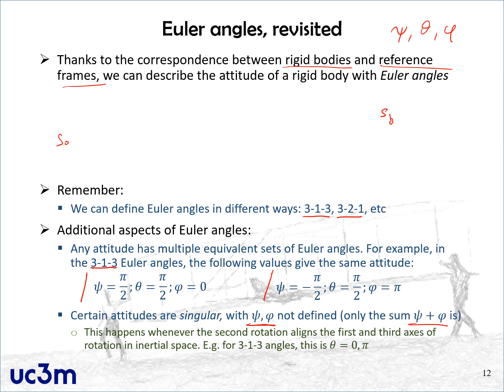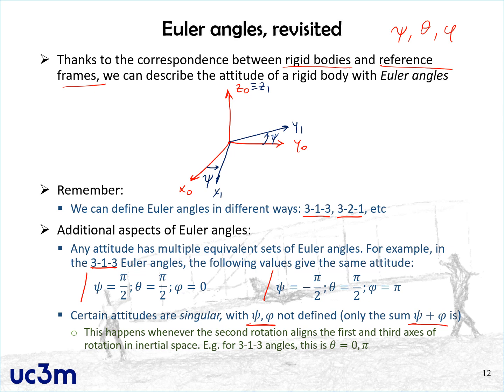So in particular, just to show you what I mean with this statement, the fact that the second rotation leaves the first and the third axis of rotation identical, imagine that we start with this reference frame, x0, y0, z0, and we perform a first rotation about the vertical axis of an angle psi. So you end up with x1 and y1, and this is the same as z1.